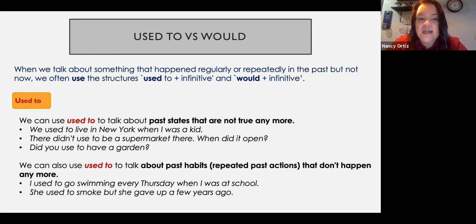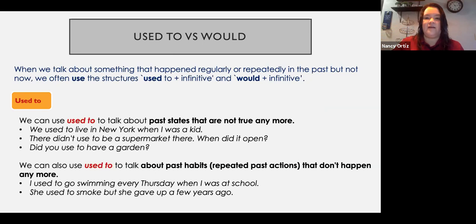The small difference is that used to is also used, apart from past habits, to talk about past states, something that was more permanent or lasted a longer period of time. The example I gave you before was, I used to have short hair as a child. There, I cannot say I would have short hair. It's a state, it's different. Or I used to live in New York when I was a kid. You cannot say I would live in New York, because it's something longer, more permanent.